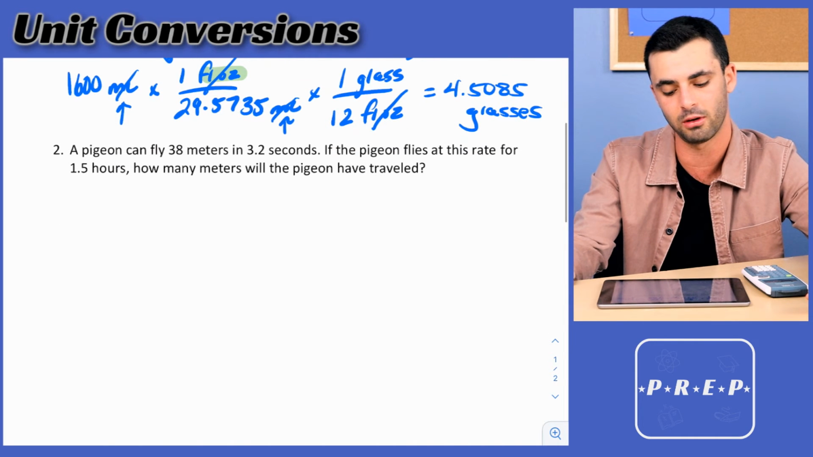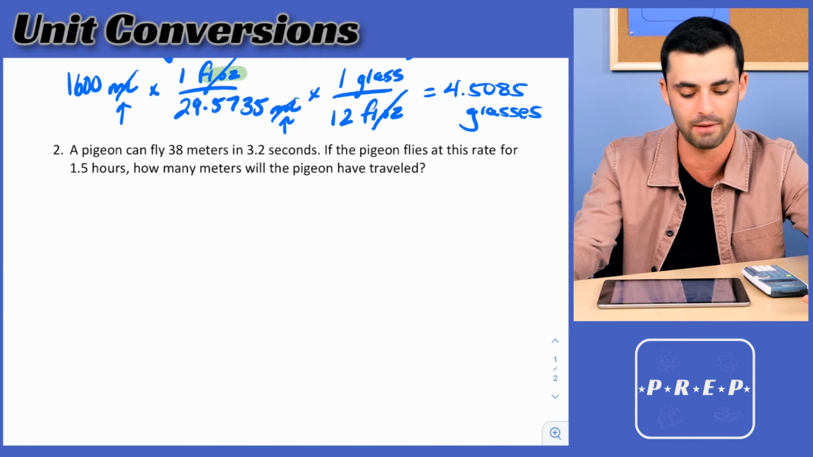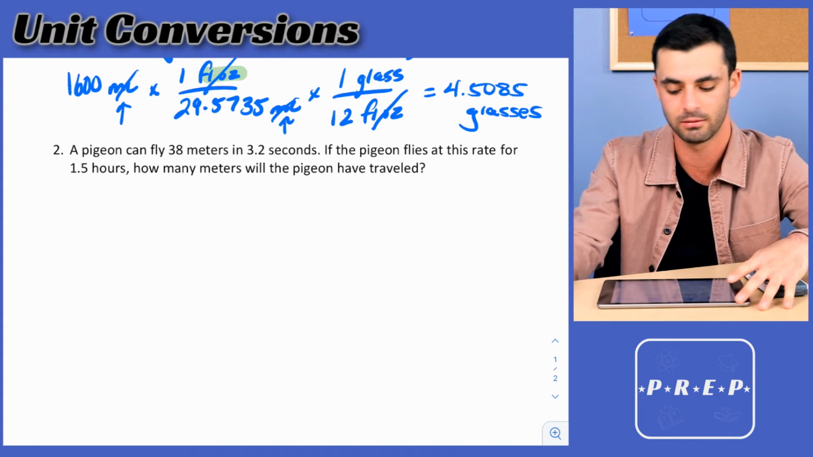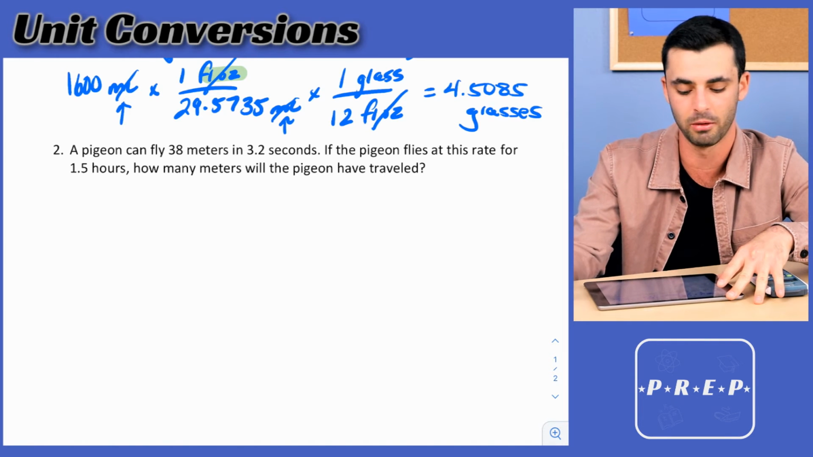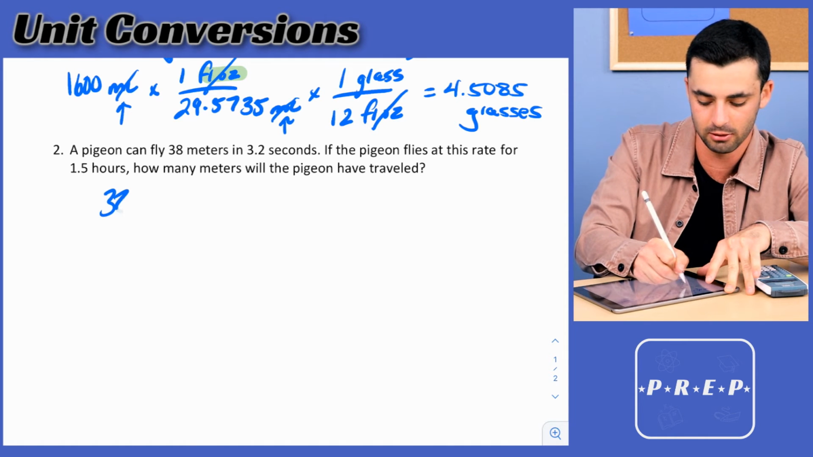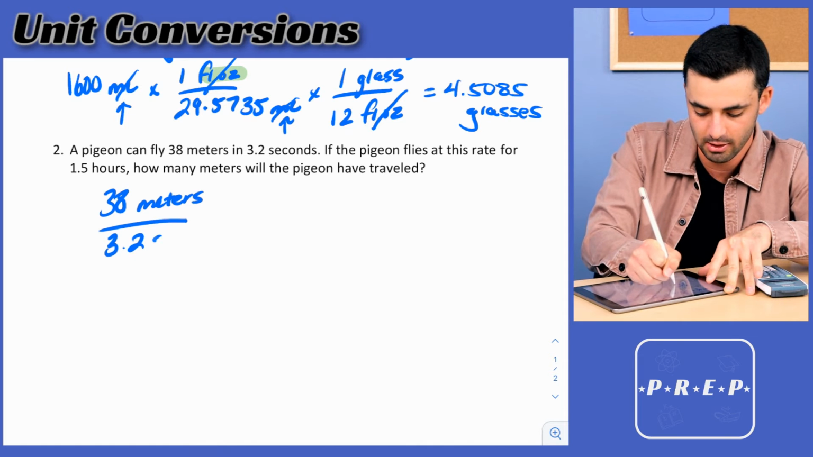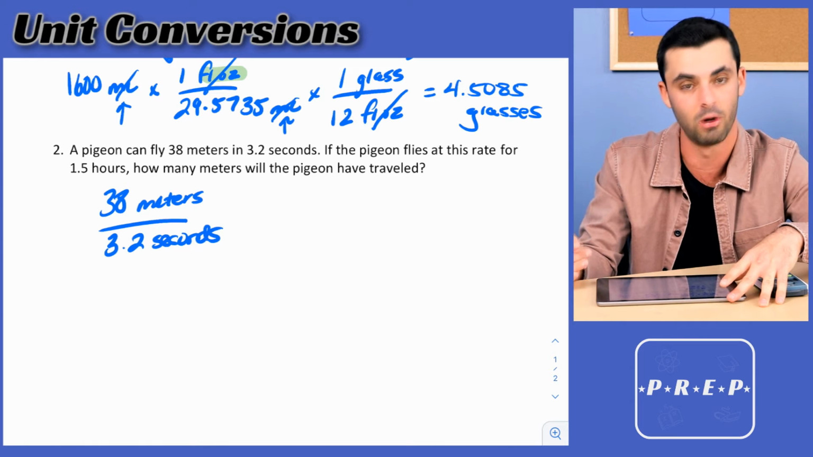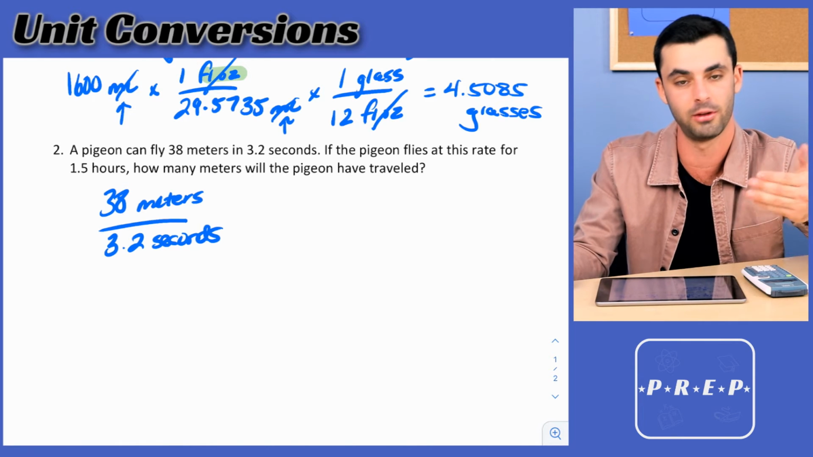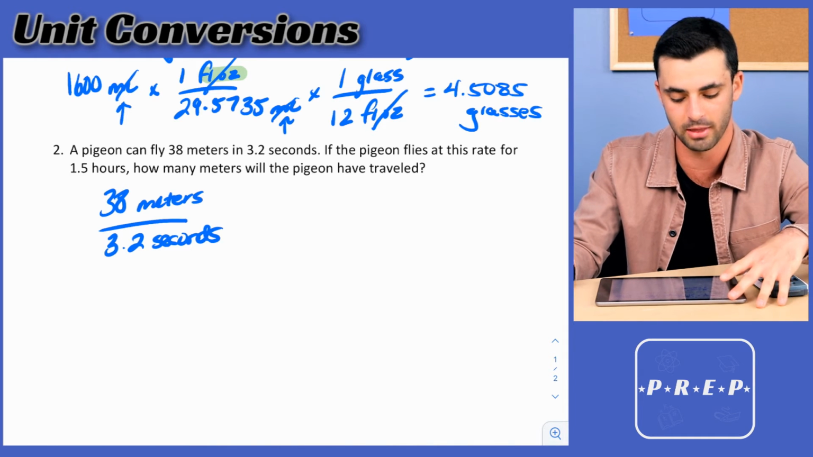All right, question 2. A pigeon can fly 38 meters in 3.2 seconds. If the pigeon flies at this rate for 1.5 hours, how many meters will the pigeon have traveled? So here we have a rate. Before we just had an amount, now we have a rate. And our rate is 38 meters in 3.2 seconds. Keep in mind that whenever we represent a speed, that is distance over time. And here our numerator is a distance, meters, and our time is in seconds. That's our denominator. So we're good to go in that department.